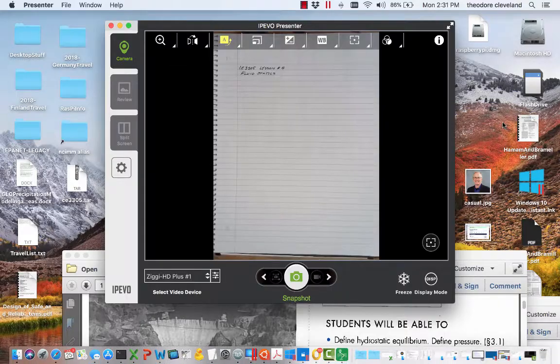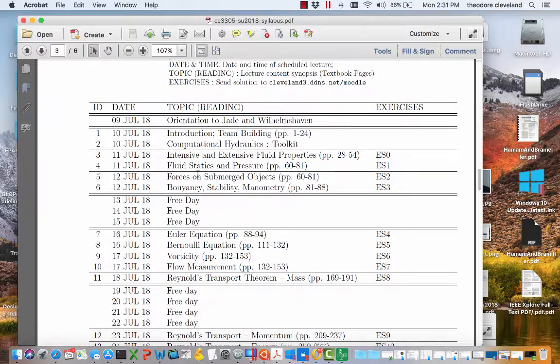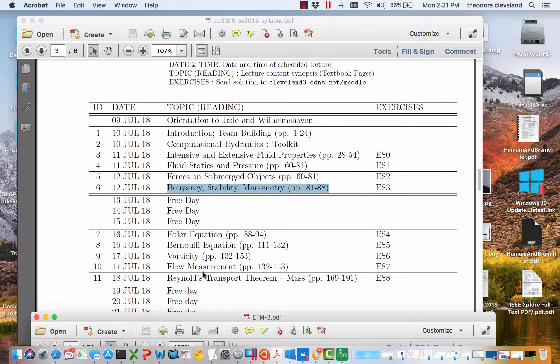So the next 3 meetings are generally on fluid statics. Let me briefly escape from the viewer document here, and we'll take a look at the syllabus. Today we're roughly going to do pages 60 through 81 of chapter 4, I believe, and then forces on submerged objects, and finally buoyancy, stability, and manometry. So this is a lot to accomplish in the next 3 meetings, hence the videos.